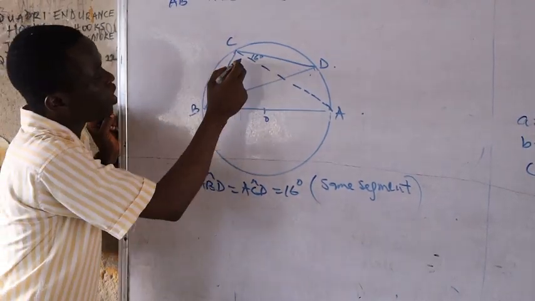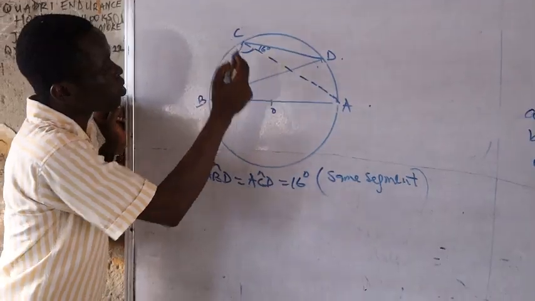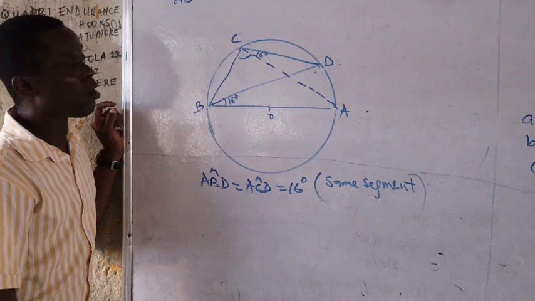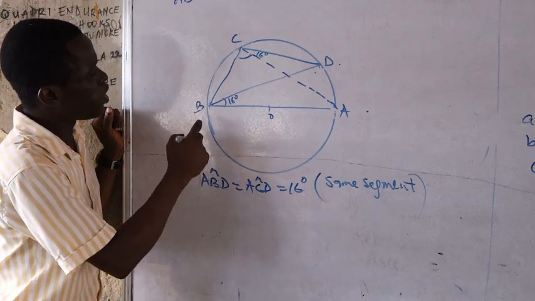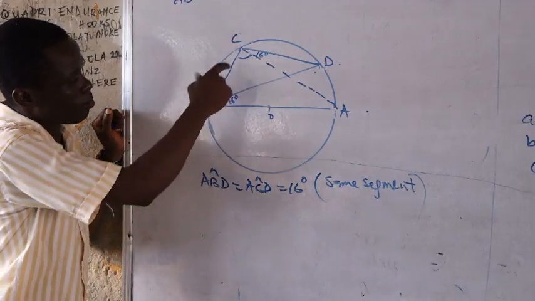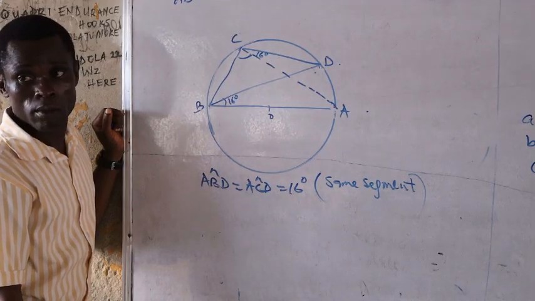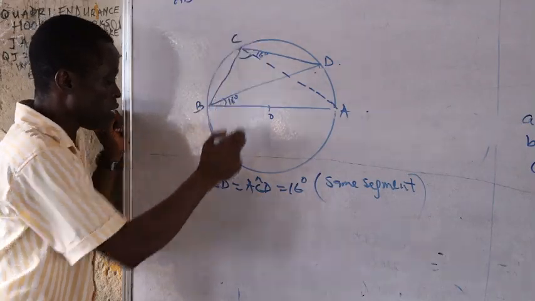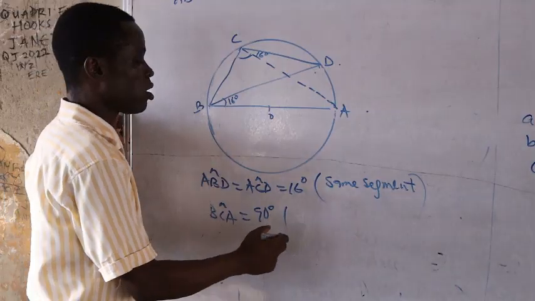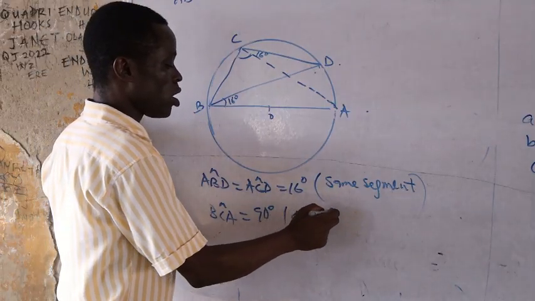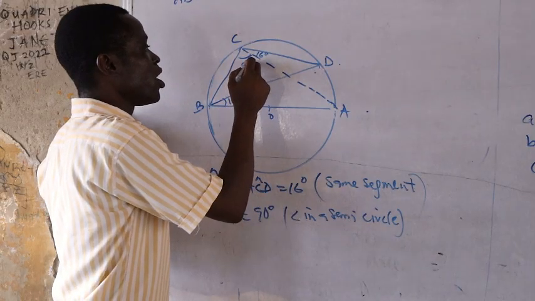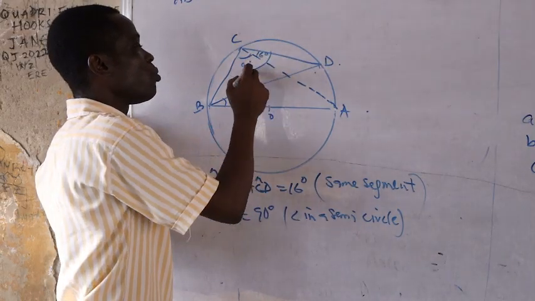Then, who can tell me the size of this angle? 90. It's 90 degrees. And what is the reason? Angle in a semicircle. And please, I want someone to use 3 letters to name that angle 90. BCA or ACD. BCA is equal to 90 degrees. Reason is angle in a semicircle, which is what? 90 degrees. So in order to get BCD, BCD is what?